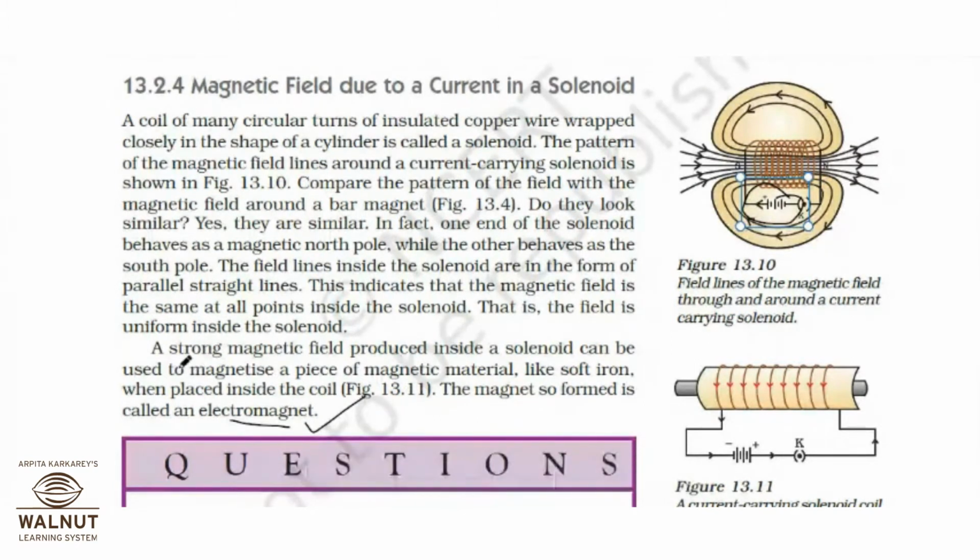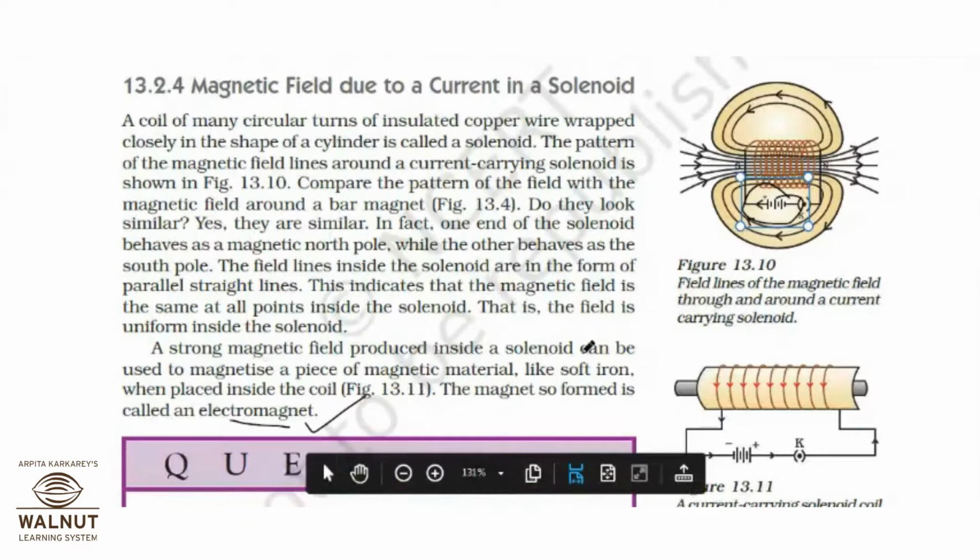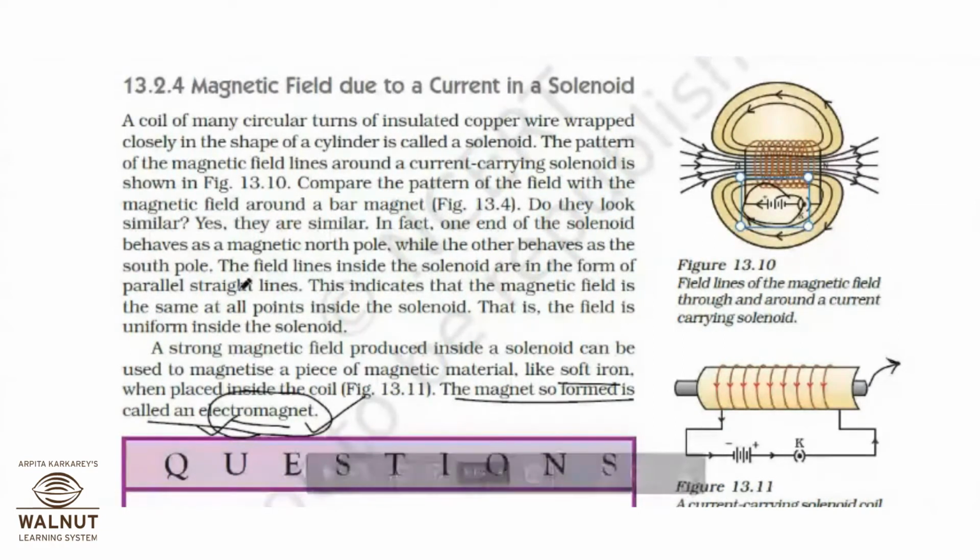A strong magnetic field produced inside a solenoid can be used to magnetize a piece of magnetic material like soft iron. If I keep a soft iron inside this solenoid, which is basically a hollow cylinder, and then pass the current, what will happen? It will turn this soft iron into a magnet. The magnet that is formed is called an electromagnet, because with the help of electricity we have generated magnetism. Clear? Now, how are the field lines inside the solenoid?